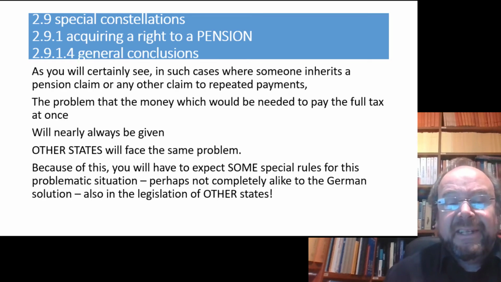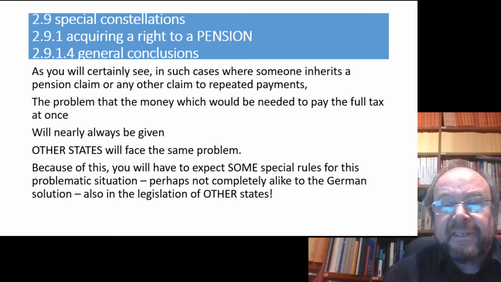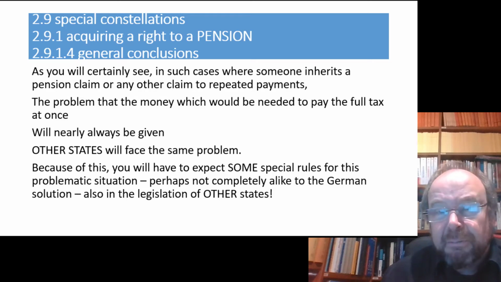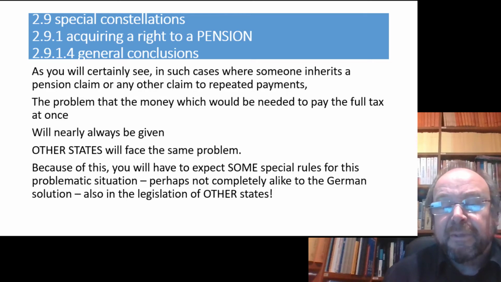As you will see, the problem that somebody who inherits a right to annual payments will usually not have sufficient money to pay for the whole tax at once, that problem will nearly be given everywhere. So you will have to expect solutions of that particular problem everywhere. We can reasonably expect that nearly all states which know such a problem with pensions will create a specific solution for that problem, because otherwise things don't work.